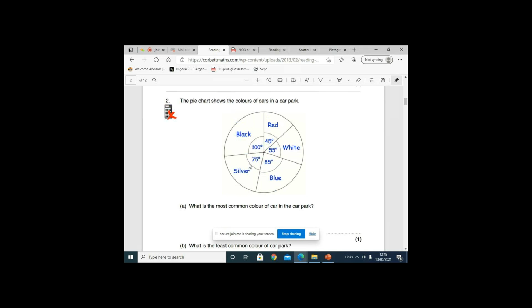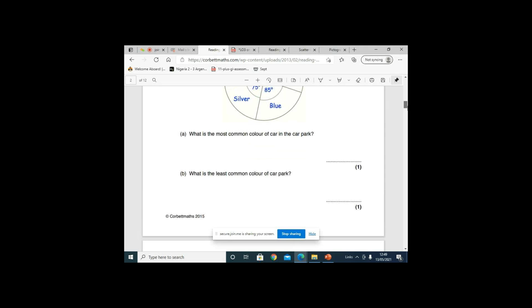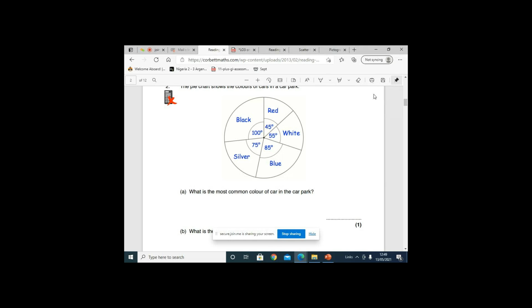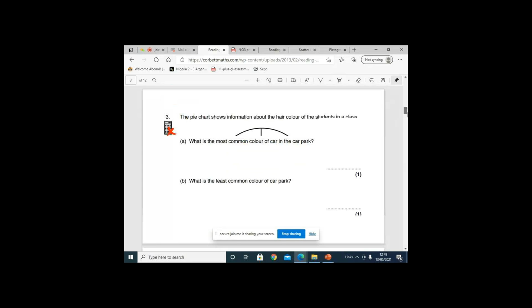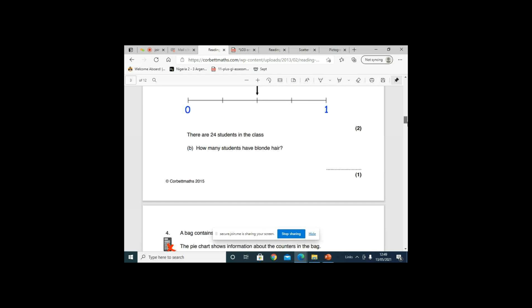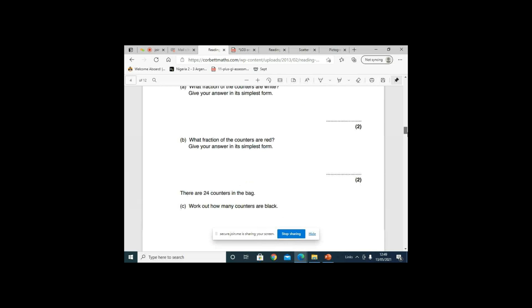So look at this one. What's the most common color in the car park? Black. Black, yeah. Thank you. What's the least common color? The least common. When you say the least, that is the smallest, so it's going to be red. Yes.